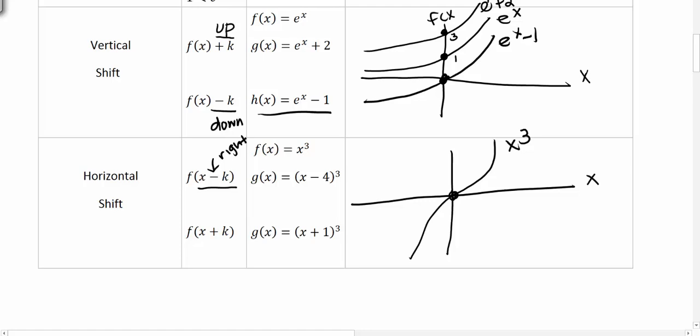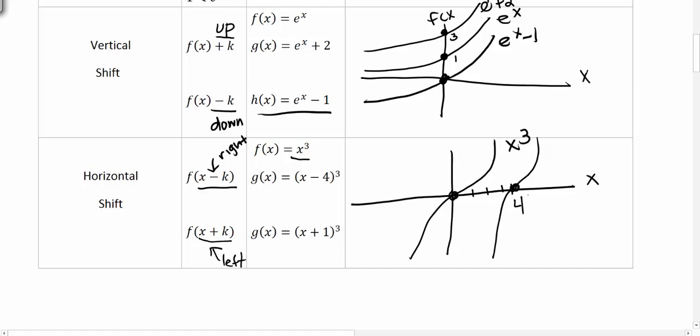Now to me that's counterintuitive because if I subtract something, I really want to move it to the left, but that's not the case here. And if you were to add a number inside the argument, that's actually going to shift it left k units. So going back to our x cubed, if we have (x minus 4) cubed, that's inside the argument. And since it's subtraction, it's going to move right 4 units. 1, 2, 3, 4.